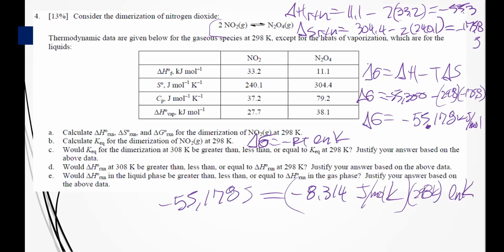Now, I did want to mention that the trickiest part about these is just making sure that you remember which R to use and making sure that you stay either in joules or kilojoules. So you just want to keep track of those as you work your way through. But we get ln of K is equal to 22.27. And so then our K becomes something monstrously large.